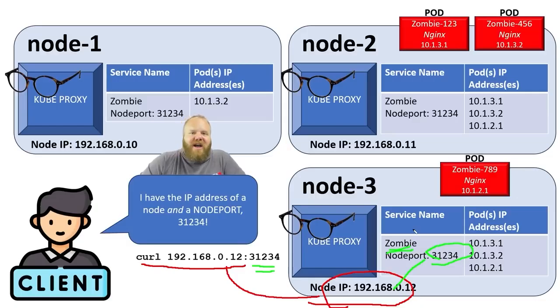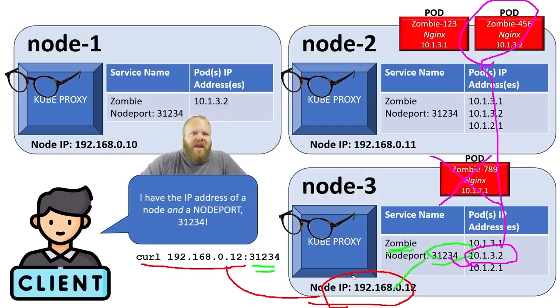At which point, guess what? The kube-proxy says, I see you're trying to access zombie. And then the exact same behavior from before occurs. Kube-proxy is going to use round robin to determine which one of these pods we should go to next. Is it guaranteed going to be this pod? No, we've already said that. It's going to use round robin to choose. So if it turns out 10.1.3.2 is the IP address that gets chosen, even though we sent a curl request to node 3, we wind up accessing a pod on node 2, which is perfectly normal.